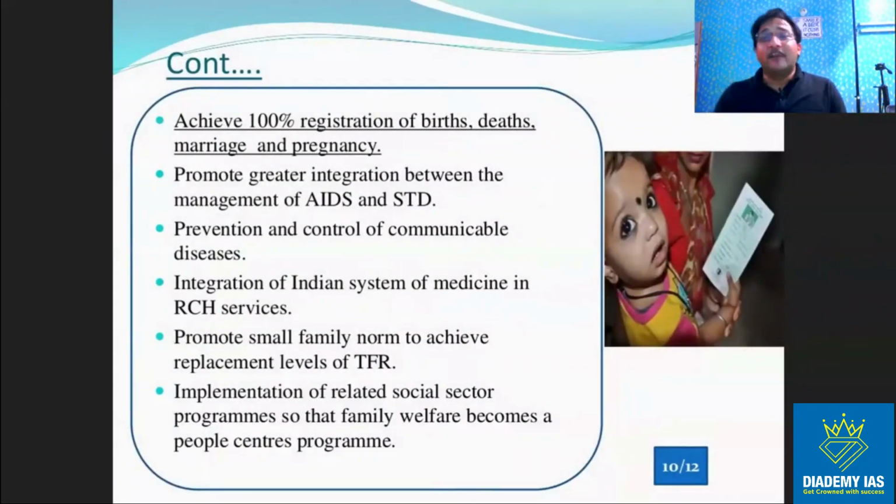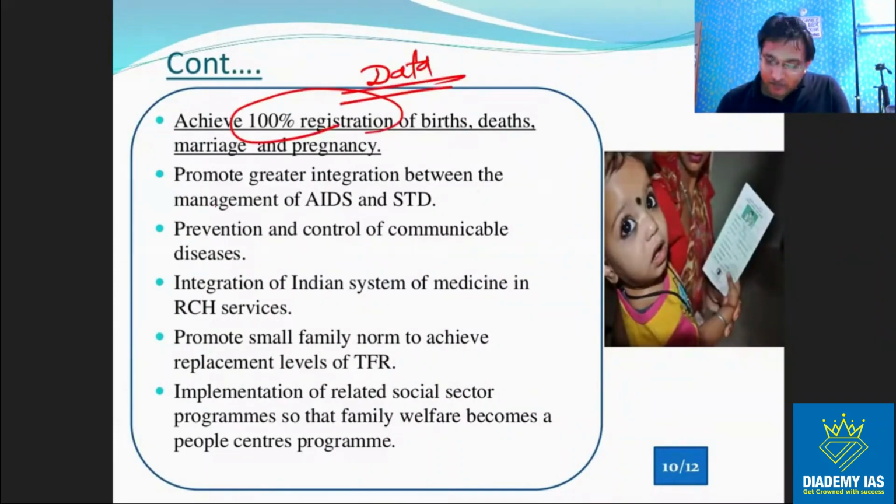Apart from that, achieve 100% registration of birth, death, marriage, and pregnancy. If there is 100% registration, that means we will have proper data. If we have proper data, our policy will be much better. Promote greater integration between management of AIDS and STD. AIDS and STD means sexually transmitted diseases, right?